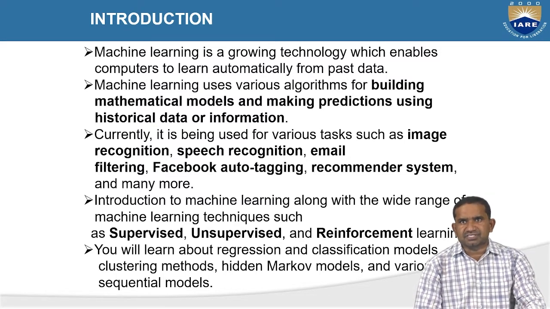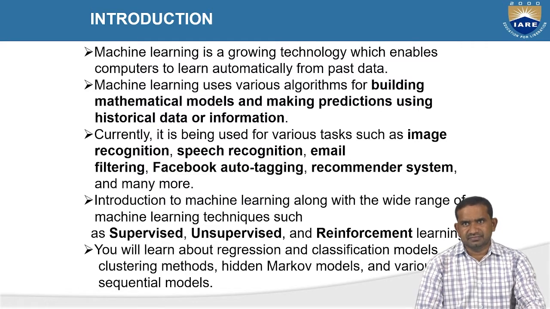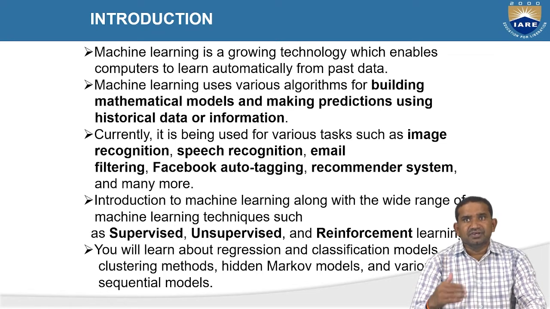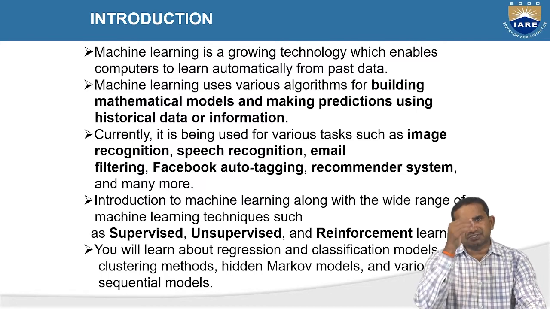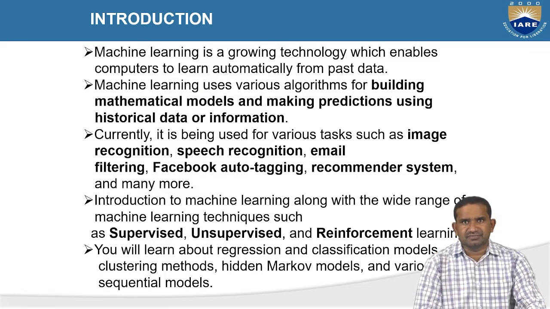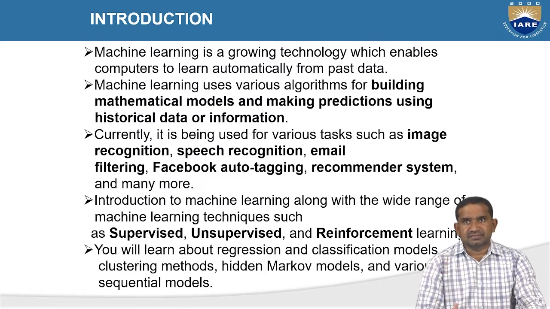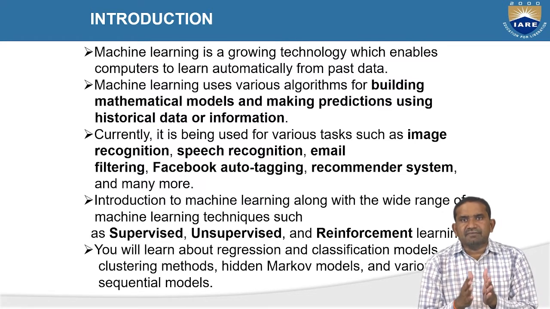As well as, machine learning uses various learning algorithms for building mathematical models and making predictions using historical data or information. Means machine learning uses various algorithms to build mathematical models and make predictions using historical data and information. Means the machine can learn based on building some mathematical models and making some predictions. Some historical data or information is available, and based on that, it prepares some mathematical models.